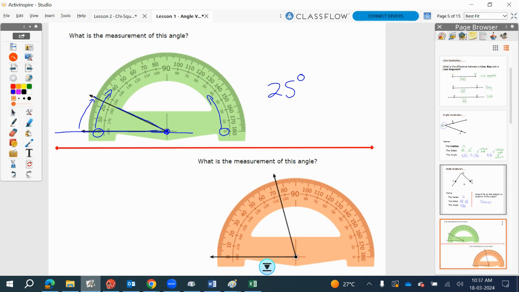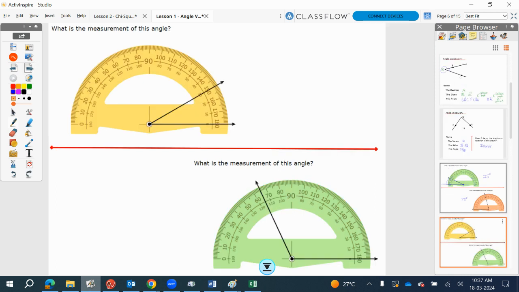What do we think the second one is? 75. This one's 75. How about this one? No. 30. It's 30. Notice we start here and we scroll in this direction. This one's 30. Other side. What about this one? 75.